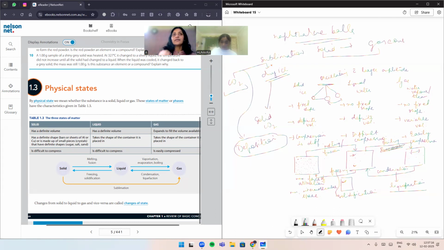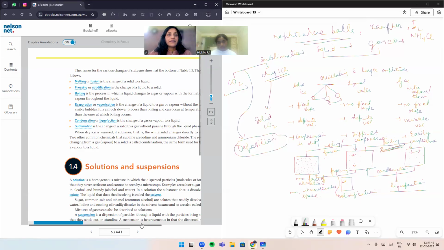You can write down the examples of sublimation: naphthalene balls, camphor, iodine, ammonium chloride. These are some examples which undergo sublimation. That is, the solids get converted directly into gaseous state. So let's see what we have further.